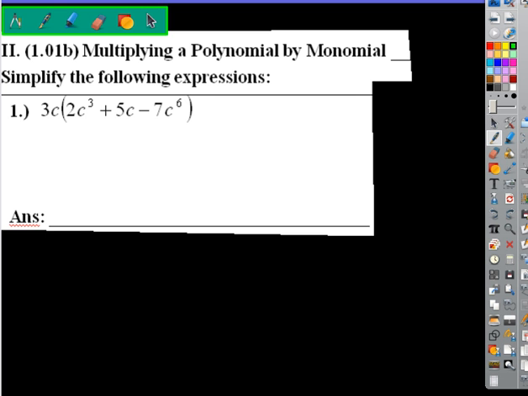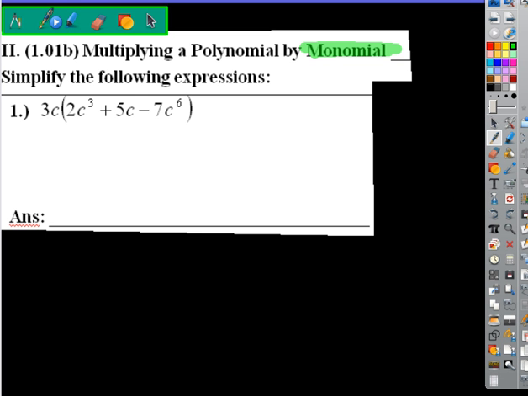Part 2, multiplying a polynomial by a monomial, right? So I'm just multiplying by a term, not the sum or difference of 2 terms or 3 terms, which is what we did on Thursday, which is today. Okay? And so I've got 3c times 2c cubed plus 5c minus 7c to the 6th.